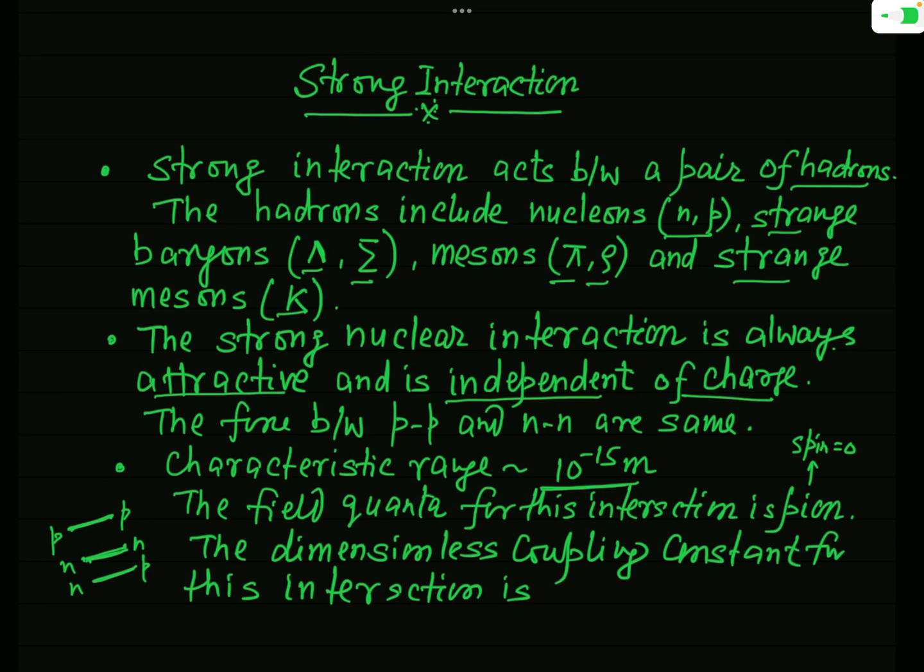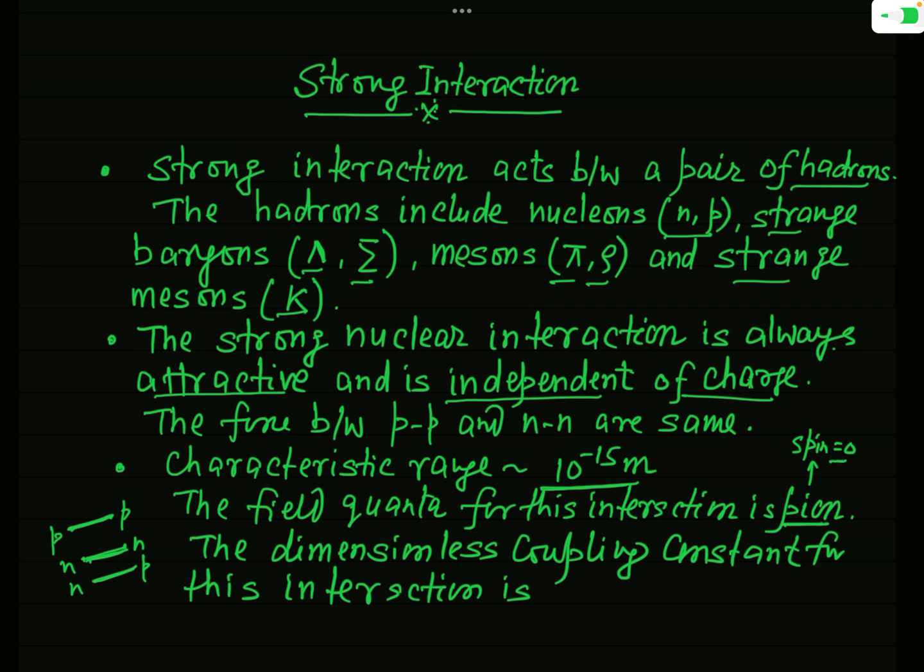Now you have studied three interactions till now. You have seen in all three interactions, on the basis of the field concept, that any interaction is mediated by an agent or a particle, which is called the mediator of that interaction. And all those mediating particles are bosons. So this strong interaction is also mediated by a boson, and that boson is called the pion, and its spin is 0.